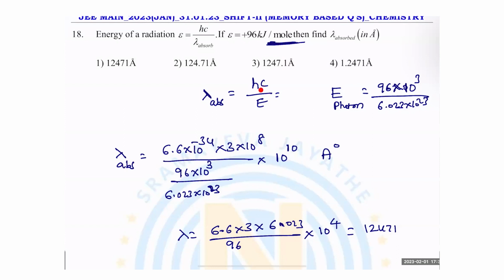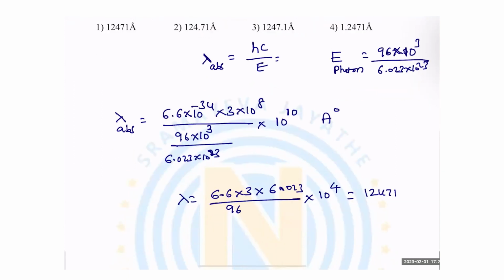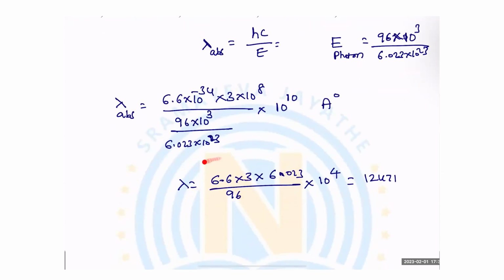So that is h, 6.6 into 10 power minus 34, c, 3 into 10 power 8, energy of a photon 96 into 10 power 3 by 6.023 into 10 power 23. Initially you get your answer in meters. I'm multiplying with 10 power 10 so that it will be converted into angstroms. 1 meter is equal to 10 power 10 angstroms. And finally, if you simplify, you will get 12,471 angstroms.